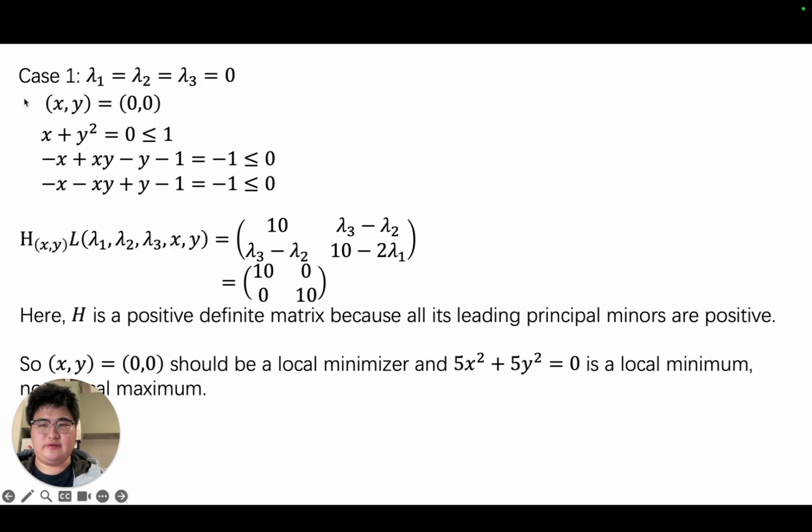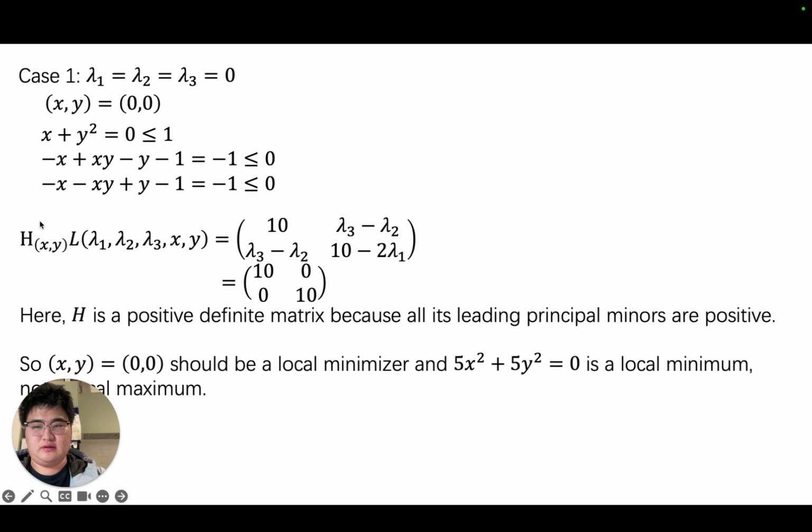Next, we need to solve it. The first case is to set all multipliers equal to 0. So the stationary point here is 0, 0, and it satisfies all constraints here. So we calculate the Hessian matrix to find whether it is a positive definite matrix, a negative definite matrix, or indefinite.